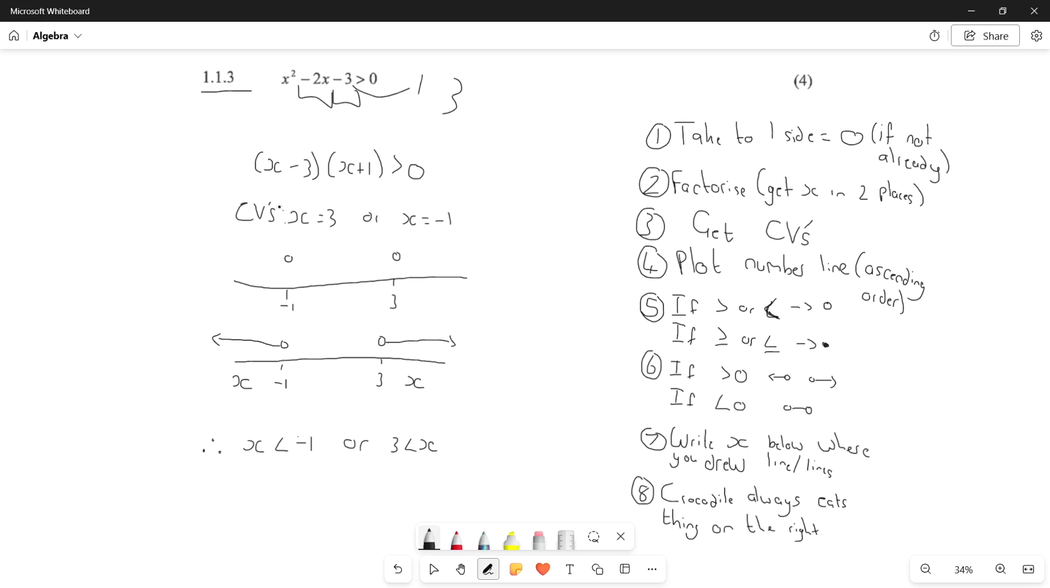Once we're here, we don't just equate it, we write down our CVs where x equals 3 over here, equating it to 0, and x equals negative 1 to satisfy this equation. From here, we put our negative 1 over here, our positive 3 over there, so that they are in ascending order from most negative to most positive, or smallest to biggest. The fact that this inequality does not have a line underneath it means we do not have to color in the dots over there, which means we can just leave open dots.